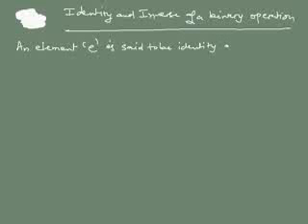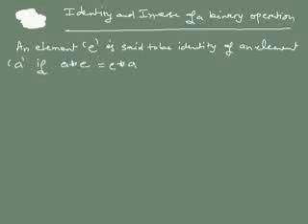An element E is said to be the identity of an element A if A star E is equal to E star A is equal to A. So this is the definition of identity of an element.